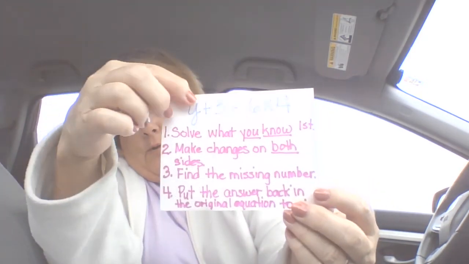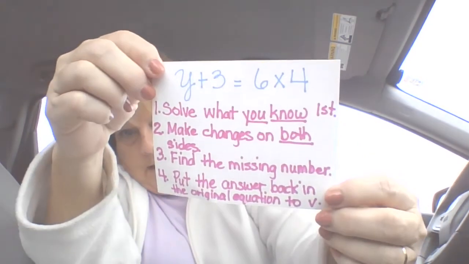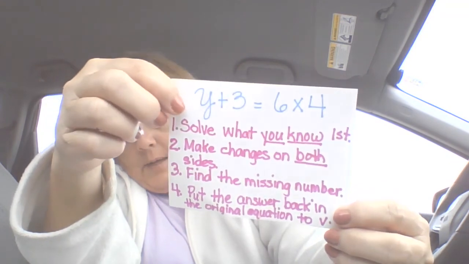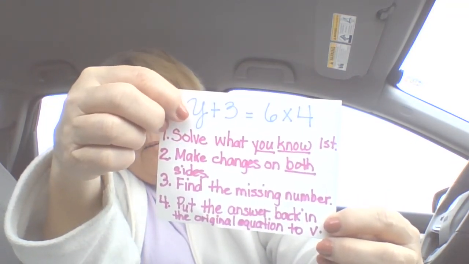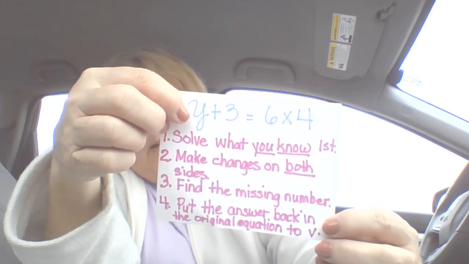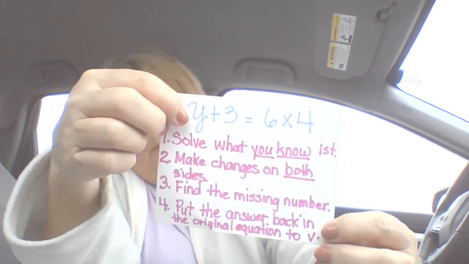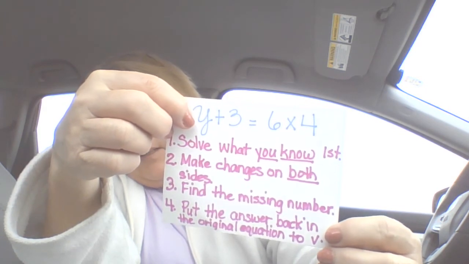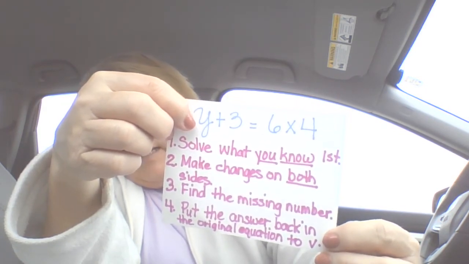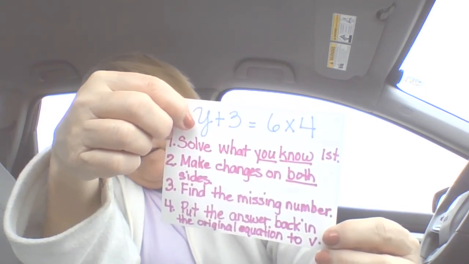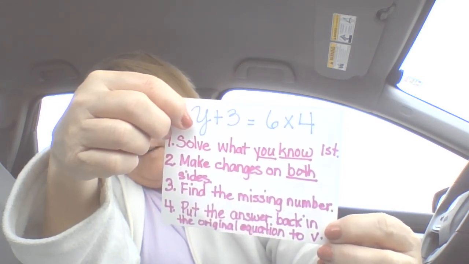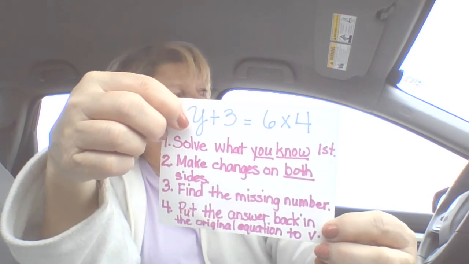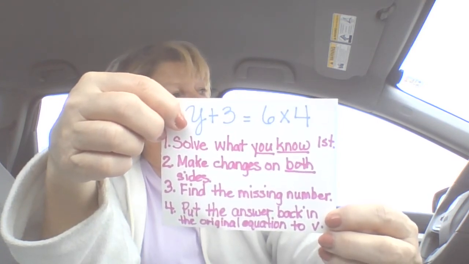The third step is after you find out what that y is, you're going to write the original, come back up to your original equation and put it on your paper again. But instead of y, I'm going to put what I found y equal to. Instead of the letter this time, I'm going to use a number and say that number plus 3 equals 6 times 4. And we said that number was 21, so 21 plus 3 is what? 24, and 6 times 4 is 24.